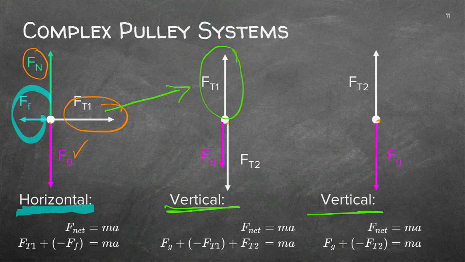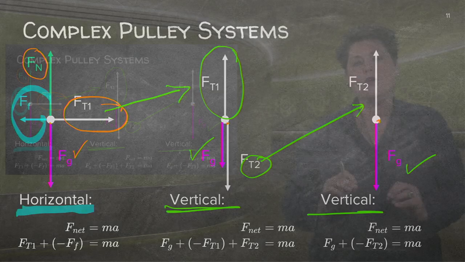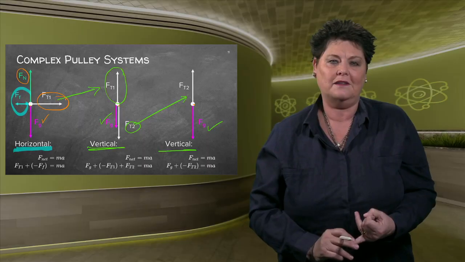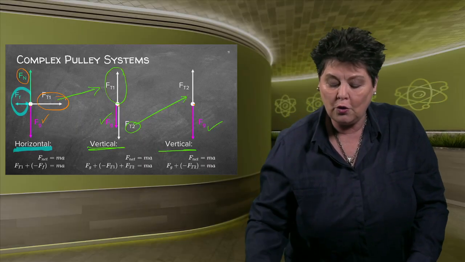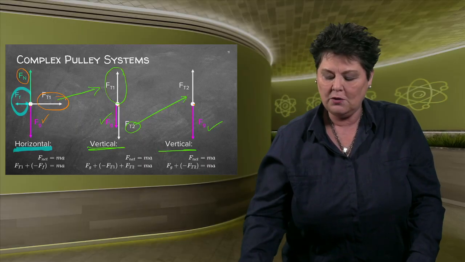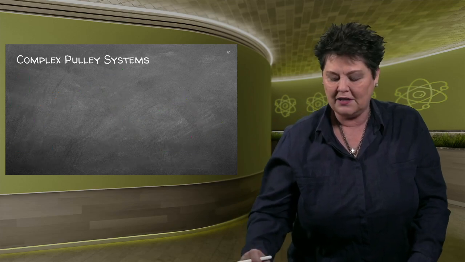Please bear that in mind. I've got T2, which is exactly the same as that one. And I have my gravity. So make sure that you've got all the forces identified after you drew your free body diagram. Then it won't be as difficult as you think.